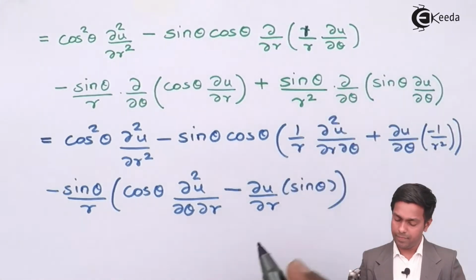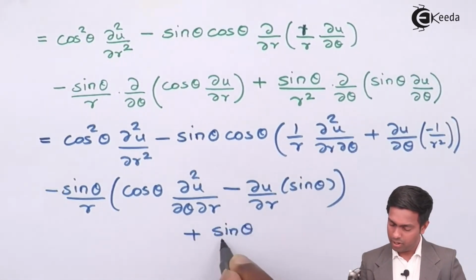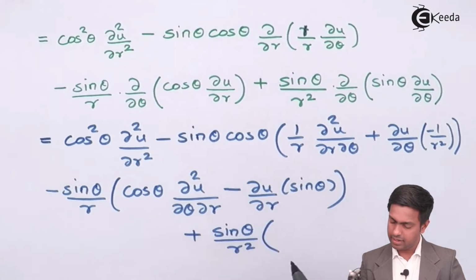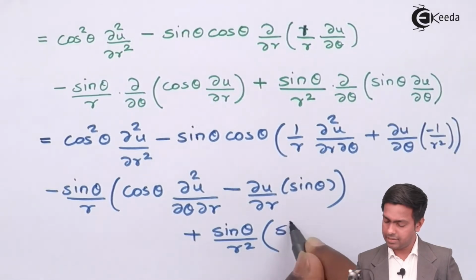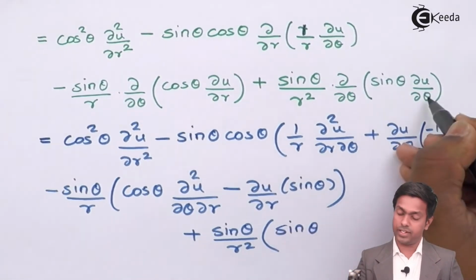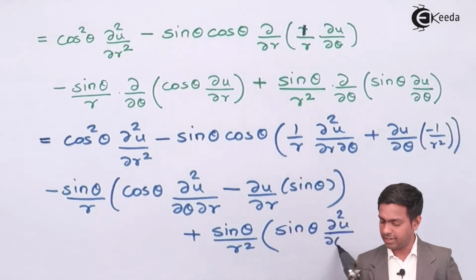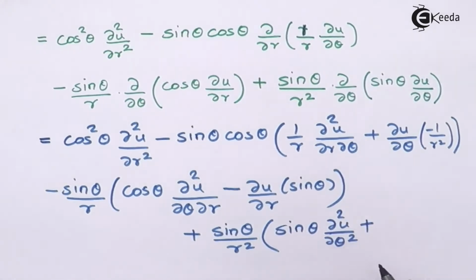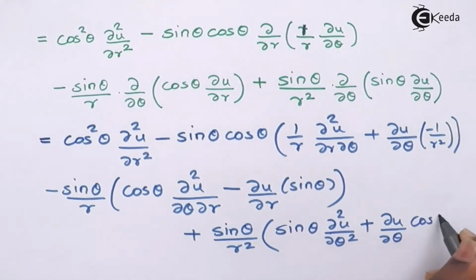Next, here plus sin theta upon r square as it is, in the bracket again UV rule. So sin theta as it is, derivative of this term with respect to theta is del square u by del theta square, plus del u by del theta as it is, and the derivative of sin theta is cos theta.